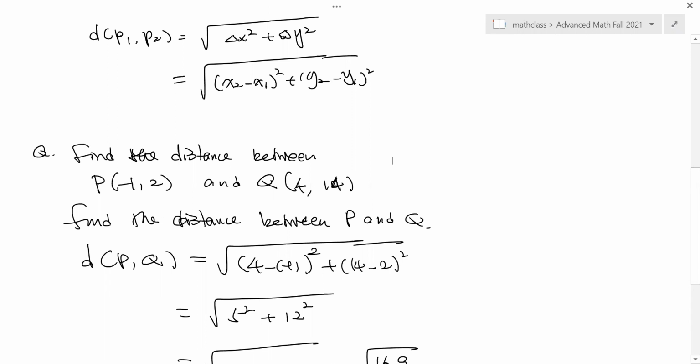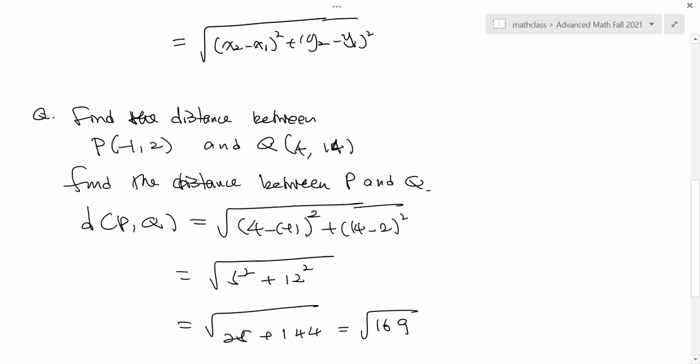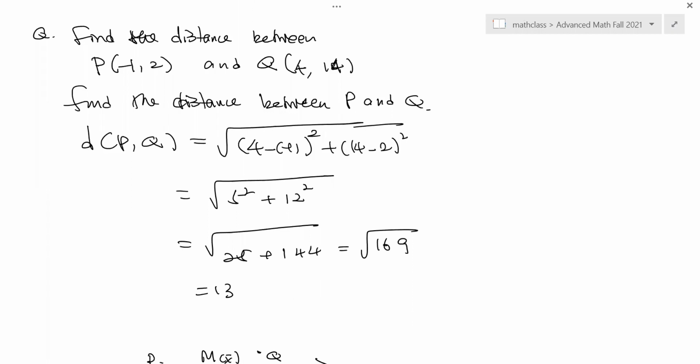Now, after you simplify, 5 squared is 25, 12 squared is 144. Then you get the square root of 169, and that is 13 squared. So the distance is 13. Okay, this just happened to be an integer, but that's not always true. In general, it's not going to be an integer.